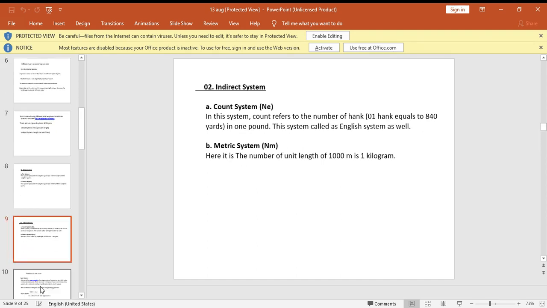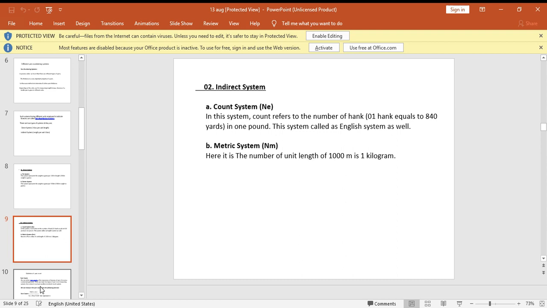And the indirect system. The indirect system is the count system or metric system. Count refers to the number of hanks, that is, one hank equals 840 yards in 1 pound. This system is called the English system as well.